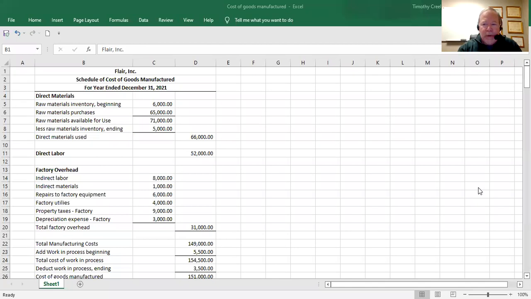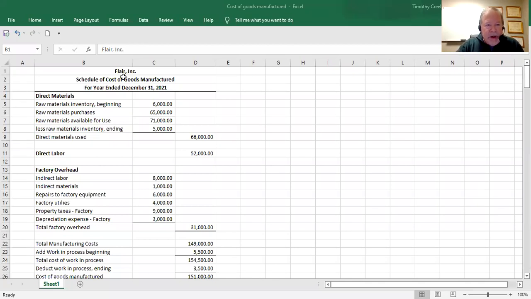Hello. Going to talk a little bit about the statement of cost of goods manufactured and cost of goods sold today. So let me go ahead and share the screen. And I went ahead and worked the schedule of cost of goods manufactured.